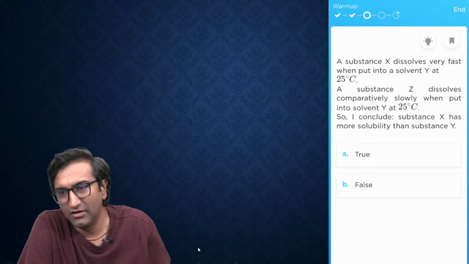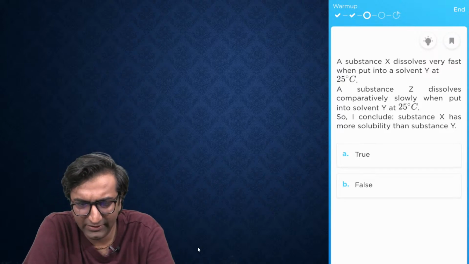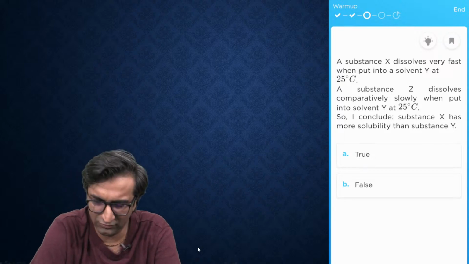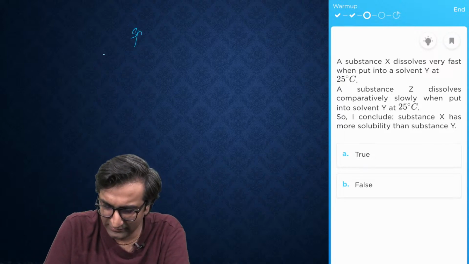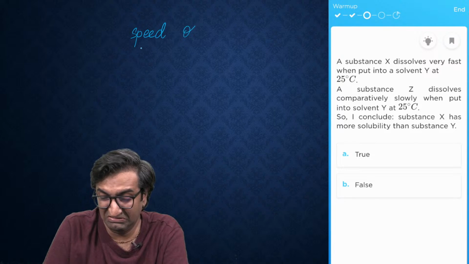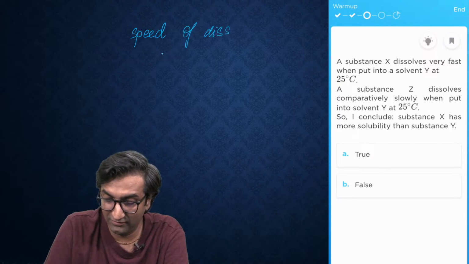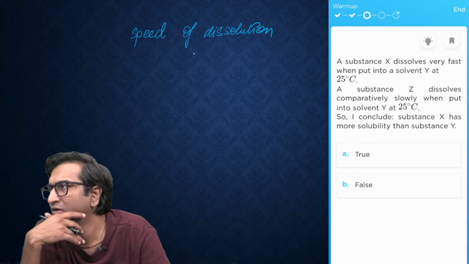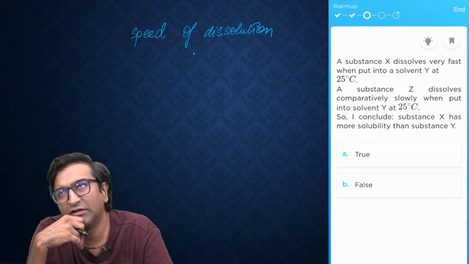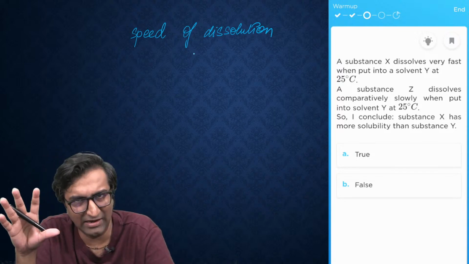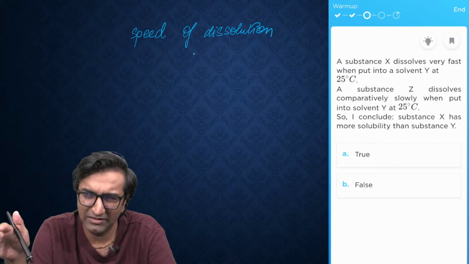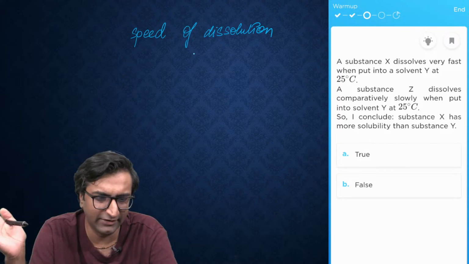Anyway, here the question says that substance X dissolves very fast when put into solvent Y. Here they're talking about speed of dissolution. Let's write that down. Speed of dissolution doesn't sound like a valid thing, right? What is speed of dissolution? It dissolved quickly, or it dissolved slowly. I don't think this has anything to do with the quantity of stuff. Okay, maybe something that dissolved quickly will dissolve more, maybe, but that may not always decide how much quantity will dissolve.